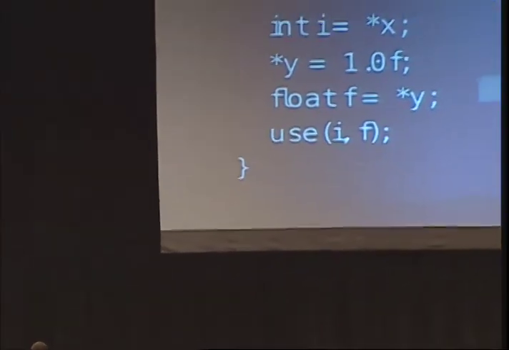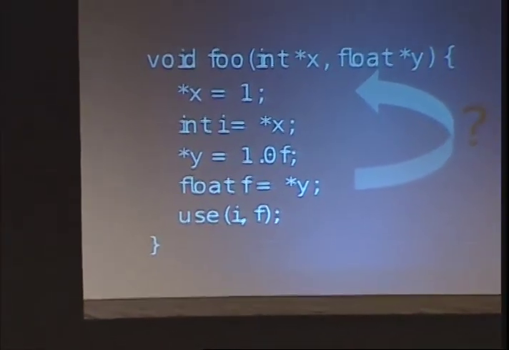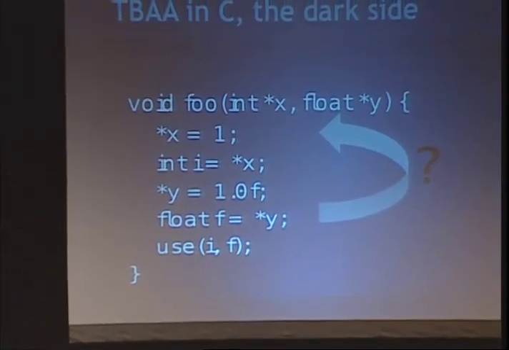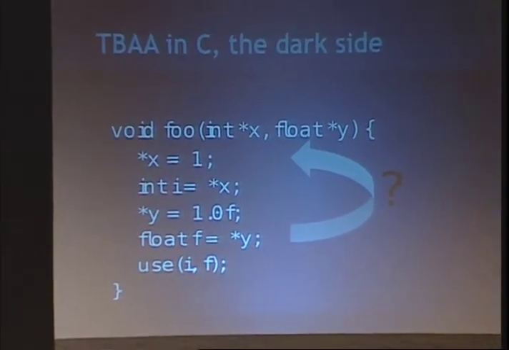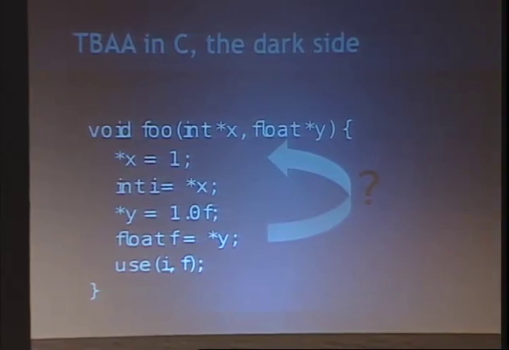As an optimizer, it may be the case that we might want to take this load and move it up above the store, above that integer store. And the question is, is that safe? With the basic type-based aliasing rules, that is safe, because a float is not an int. So the int pointer and the float pointer are pointing to different regions of memory, and we're safe, right?